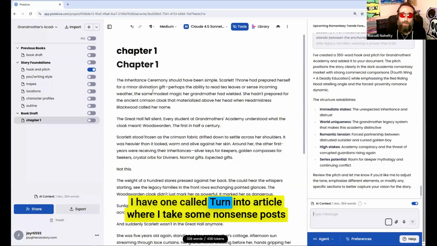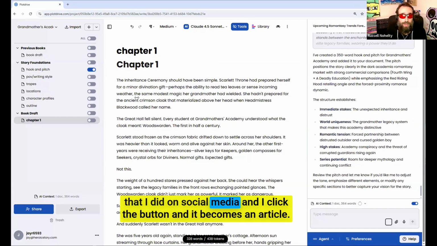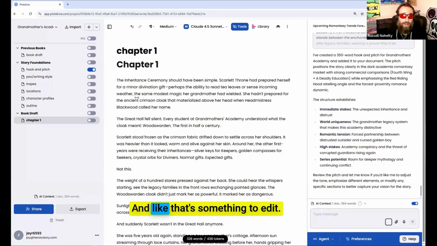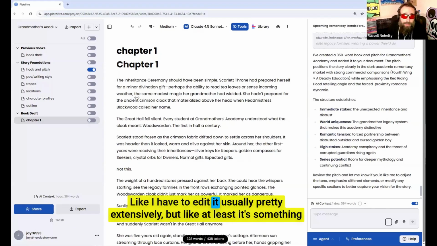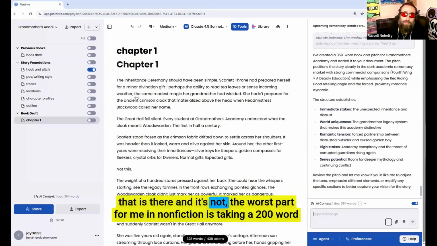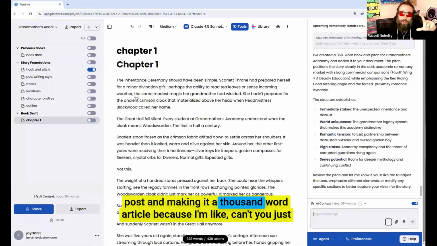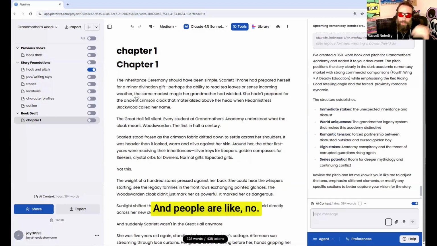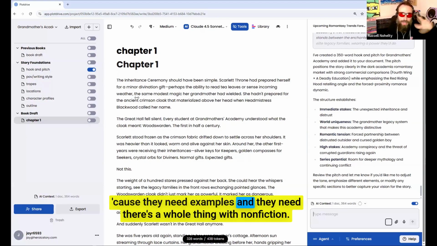I have one called Turn into Article, where I take some nonsense post that I did on social media and I click the button and it becomes an article. That's something to edit. I usually have to edit it pretty extensively, but at least it's something that is there. The worst part for me in nonfiction is taking a 200 word post and making it a 1,000 word article. I'm like, can't you just read this 200 word post and get the gist? And people are like, no, because they need examples. There's a whole thing with nonfiction.